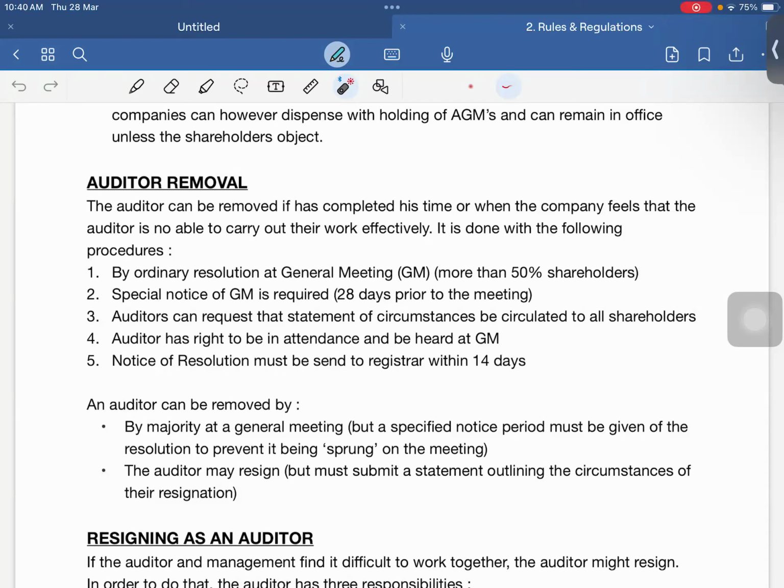Second, for this general meeting to be carried out, a special notice must be sent. Clear? And this particular notice must be circulated 28 days before the meeting. Understood? Now, in this case, the auditors wouldn't be unheard, because they are also going to get their chance. And their chance is called SOC, that is Statement of Circumstances. Understood?